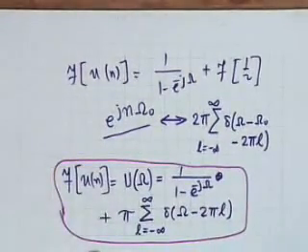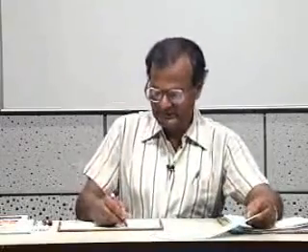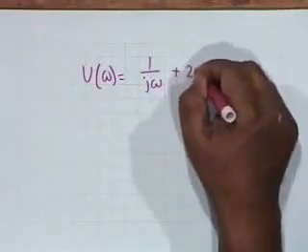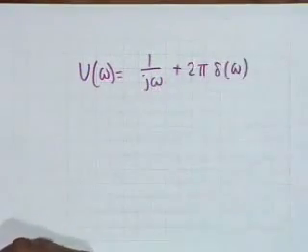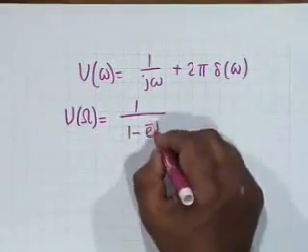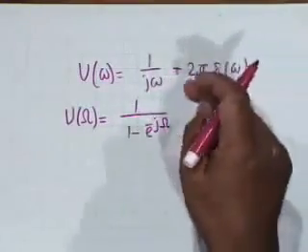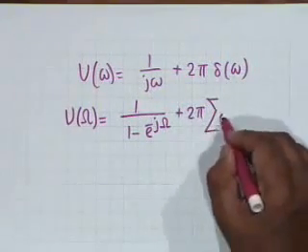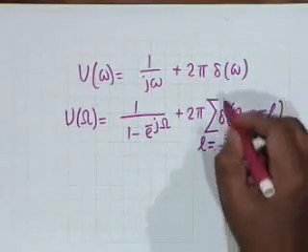The difference is that in the continuous time case, u of small omega was 1 by j omega plus 2 pi and then simply delta omega. Now if you compare this with capital U of capital omega, j omega is replaced by 1 minus e to the minus j omega. This we saw in the differencing case also. It's the same factor plus twice pi, instead of a single delta function, we have delta of capital omega minus 2 pi L, L equals minus infinity to plus infinity.